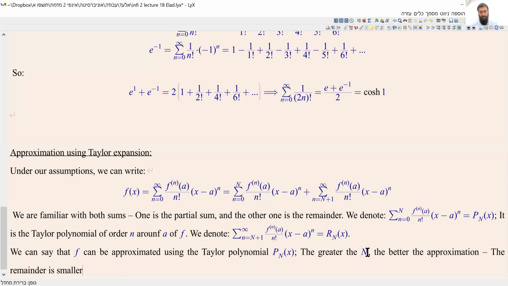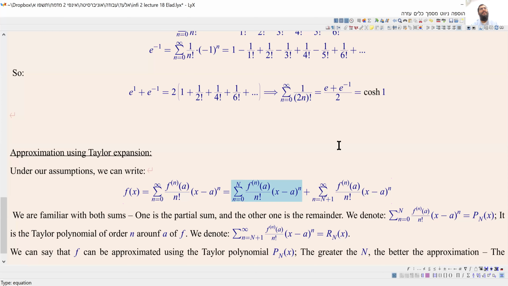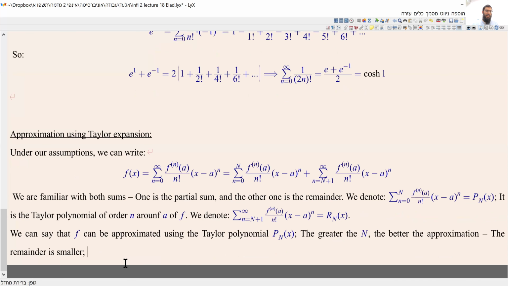From n equals 1 to infinity, wouldn't it be the lesser the n, the greater the approximation? No, I'm using the polynomial. Oh, yeah. I don't have an infinite number of seconds to calculate something. So it's the polynomial.